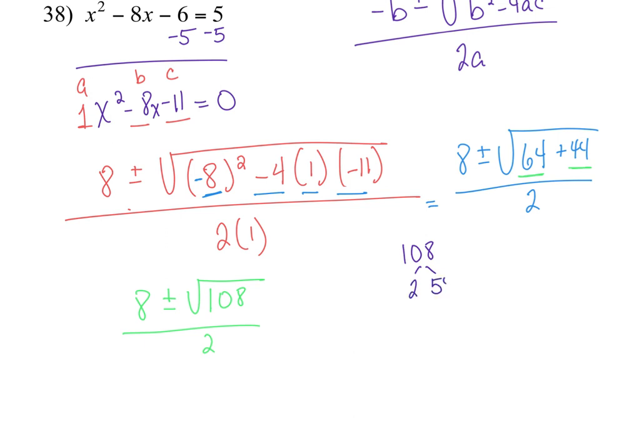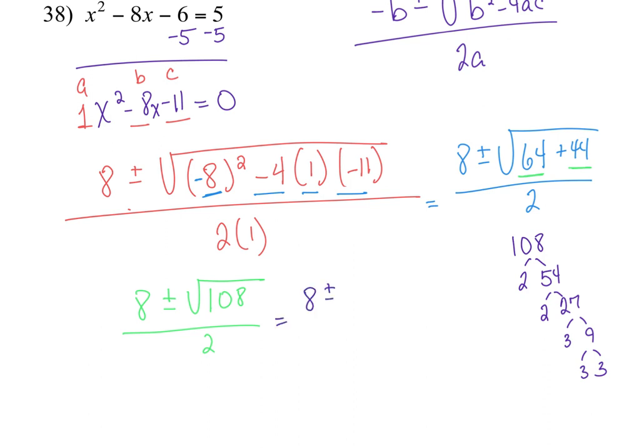2 and 54. 2 and 27. 3 and 9. 3 and 3. So I'm doing that factor tree just like I've been doing. I still have the 8 right there, but now that great big radical, I take a 2 and a 3 out. So what's on the outside here? The 2 and the 3, which is a 6, and my 3 is left on the inside.